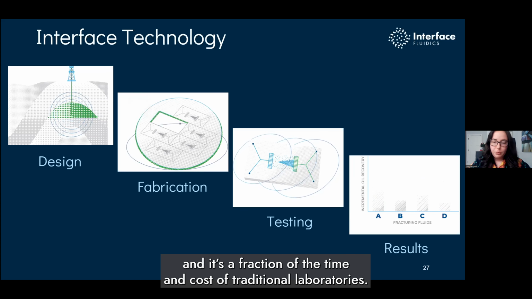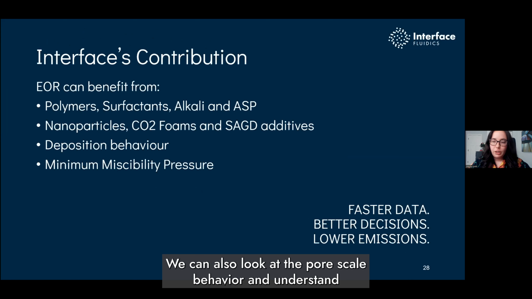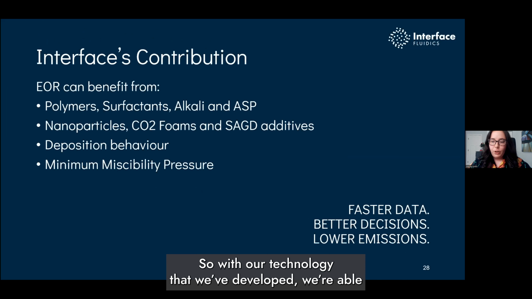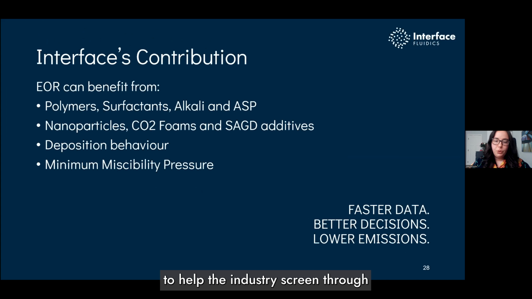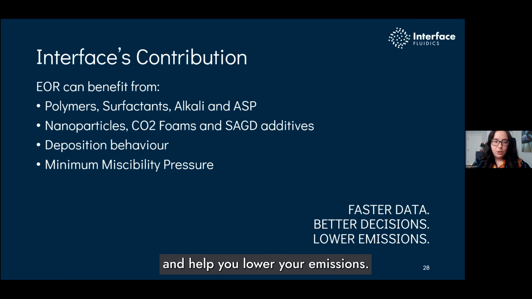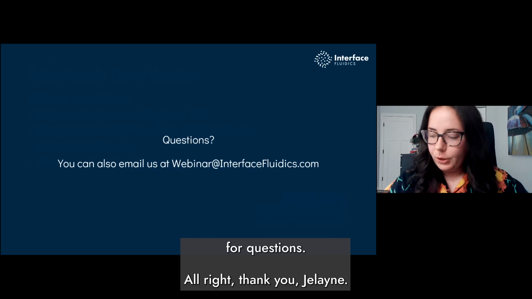Interface's contribution to EOR ranges from analysis of polymers, surfactants, nanoparticles, CO2 foams, safety additives, and more. We can also look at the pore scale behavior and understand what is happening at that pore scale. With the technology that we've developed, we are able to help the industry screen through multiple different cases really quickly to get you better data faster and help you lower your emissions. With that, I'll turn it back over to Lee and open up the floor for questions.